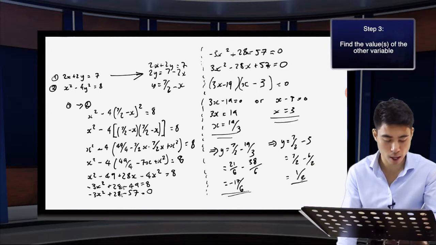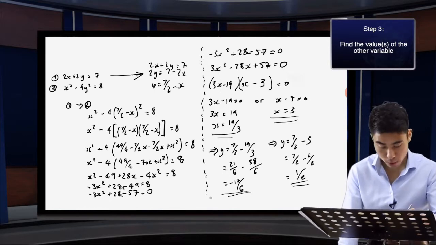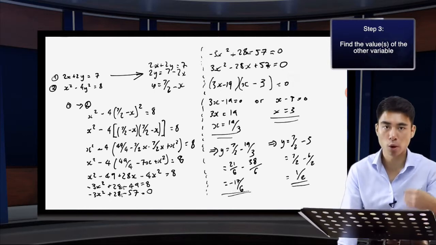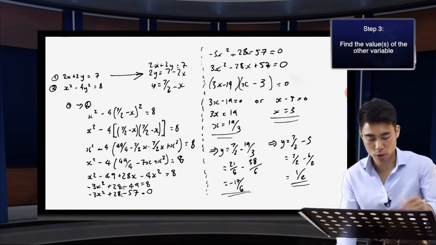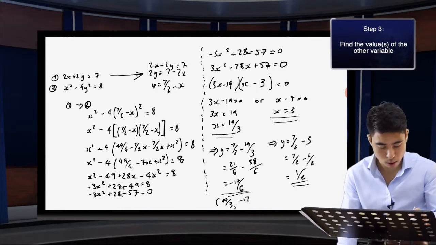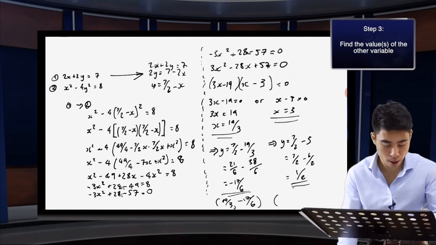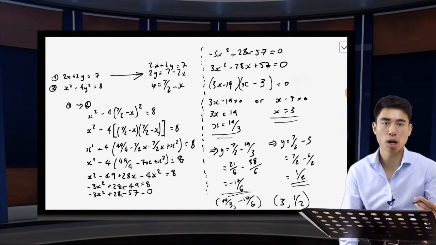Okay, so a more straightforward answer there. It's just expressing this as coordinate pairs. So just remember, if the question asks you to find the coordinates of the points of intersection between these two lines, then you need to express this as coordinate pairs. So your final answer would be here for this one, simply 19 over 3, comma, minus 17 over 6. First coordinate pair, second coordinate pair, 3, comma, half. Okay, so that is a harder type of example here.